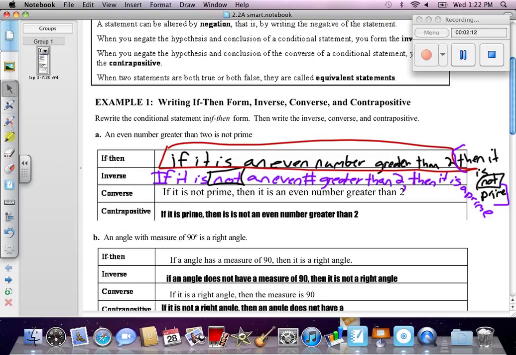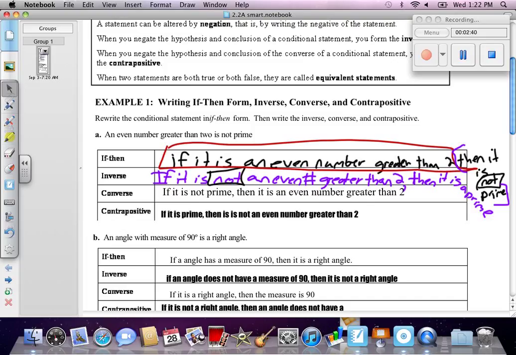Okay. Now the converse. I go back to my original if-then statement. And I take the hypothesis and conclusion and I switch them. So it becomes, if it is not prime, then it is an even number greater than 2. Now the contrapositive is you take the converse and you just make it negative. If it is prime, then it is not an even number greater than 2.